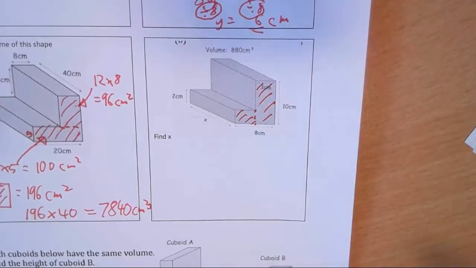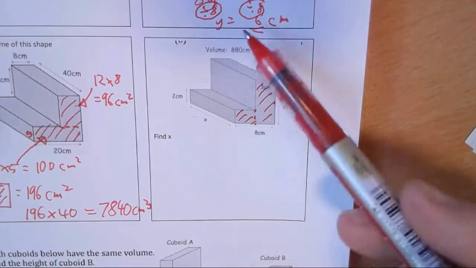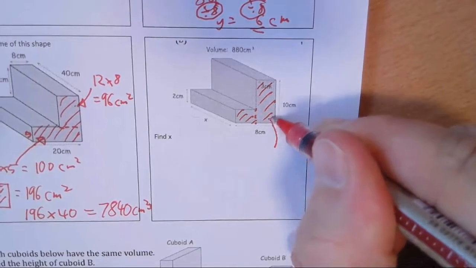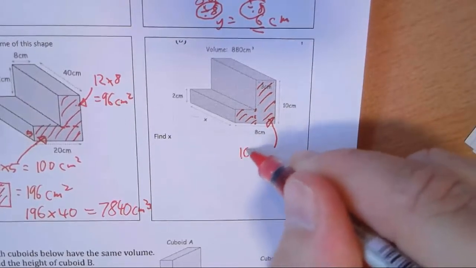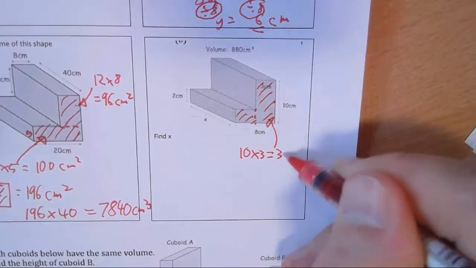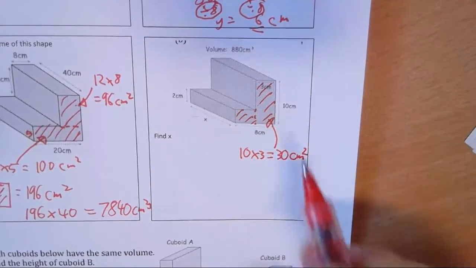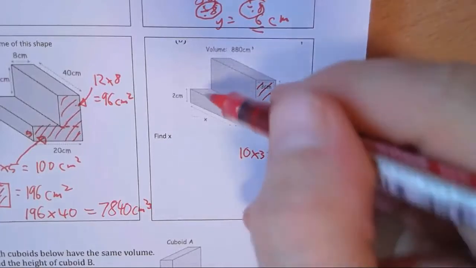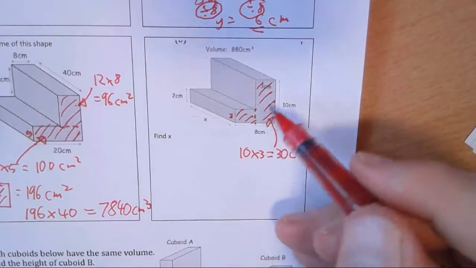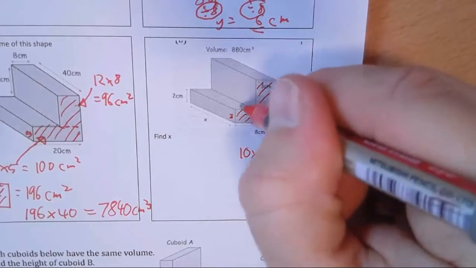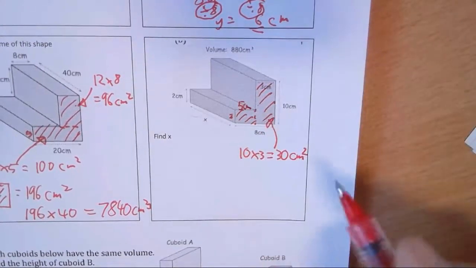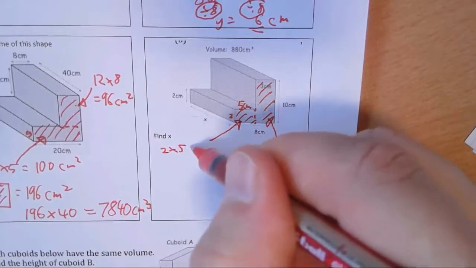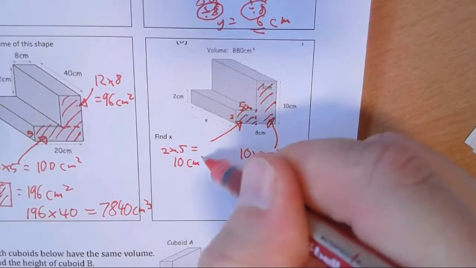So I know that my cross-sectional area times by x is going to give me 880. Let's work out what the cross-sectional area is. This part here is 10 times 3, which is 30 centimeters squared. This part here, I need to work out a missing length here. So I know this part here is 2, and I need to do 8 take away 3 to know that this part here is 5 centimeters. So this here is 2 times 5, which is 10 centimeters squared.